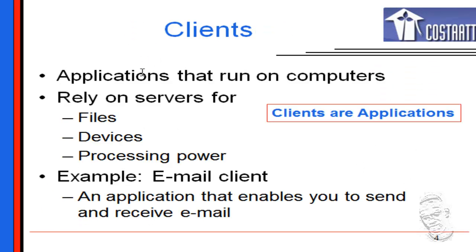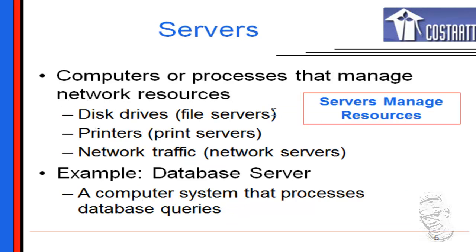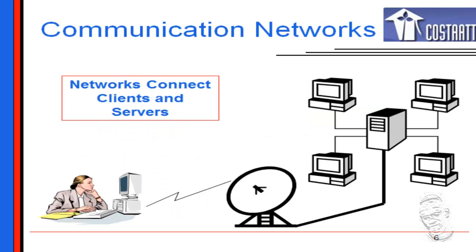So clients are basically applications that run on a computer and rely on the server for files, devices, processing power. Example, an email client, an application that enables you to send and receive email. Servers are computers or processors that manage network resources: disk drives, file servers, for example, printers, printer server, network traffic, network servers, and so on. An example of database servers, computer systems that process database queries, like Microsoft SQL Server.